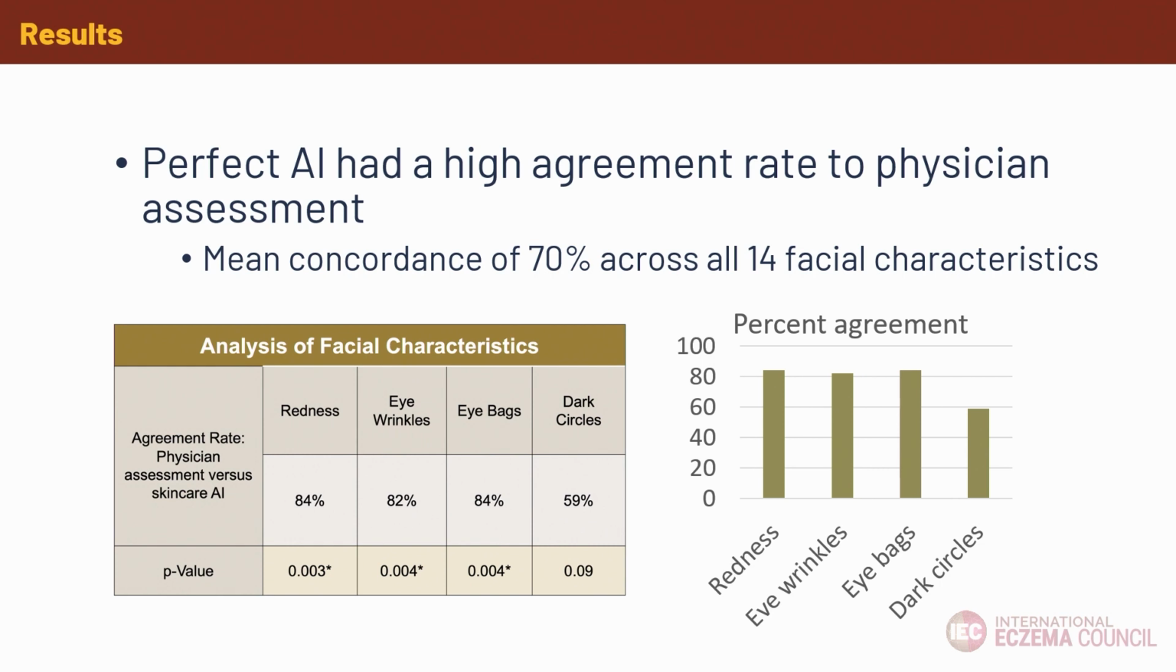And then finally, through comparison of the Perfect AI and physician assessments, we were able to conclude that there was a mean concordance rate of 70% across all 14 of the facial characteristics analyzed. However, for the specific skin characteristics we focused on for this study, the agreement rates were highest for redness, eye wrinkles, and eye bags, all three of which produced a statistically significant value. And then the lowest agreement was for dark circles, being 59%.